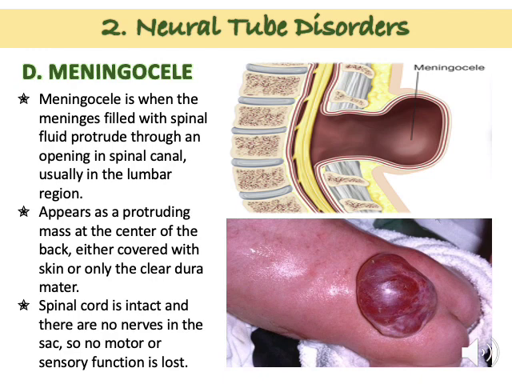Meningocele is when the meninges, filled with spinal fluid, protrude through an opening in the spinal canal, usually in the lumbar region, although this might be present anywhere along the spinal canal, as shown in the photo. It appears as a protruding mass, usually the size of an orange, at the center of the back, either covered with skin or only the clear dura mater. The spinal cord is intact and there are no nerves in the sac. Because of this, no motor or sensory function is lost.